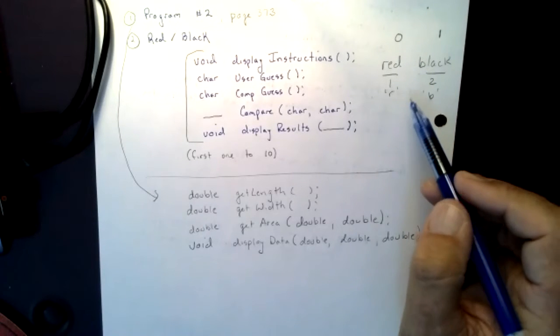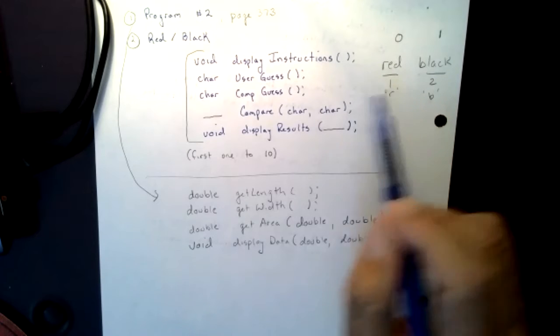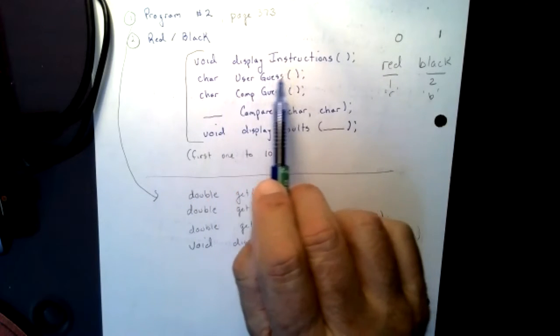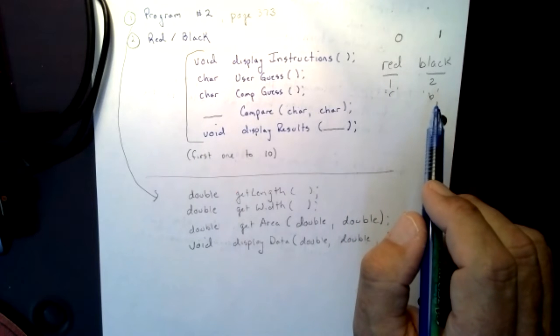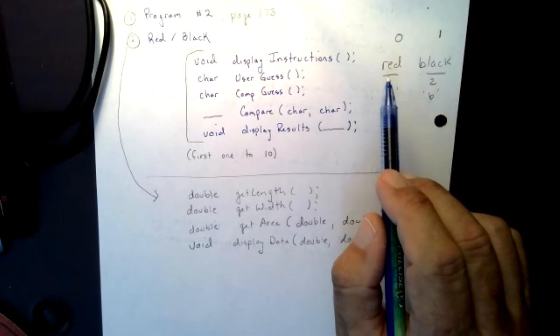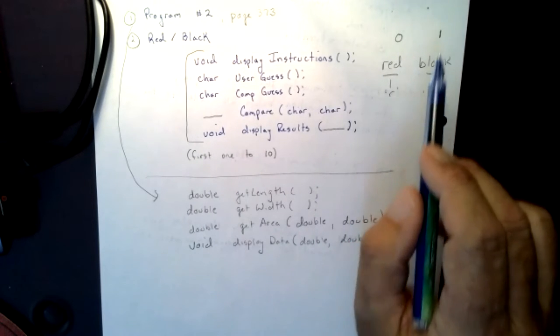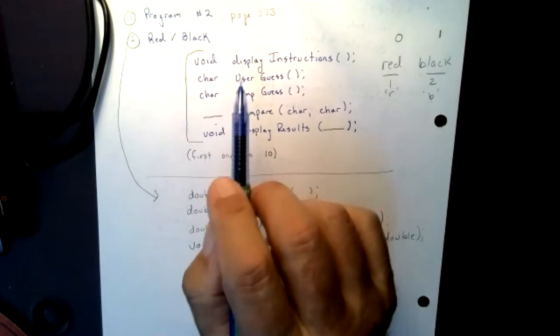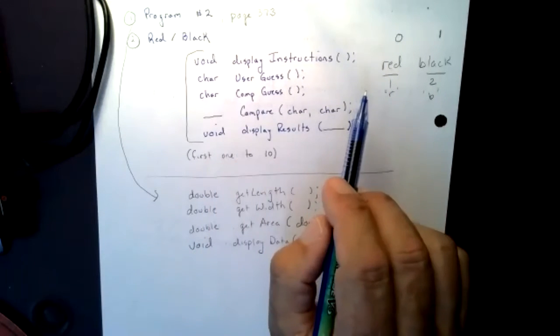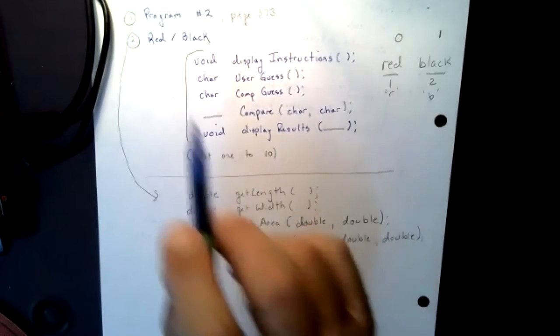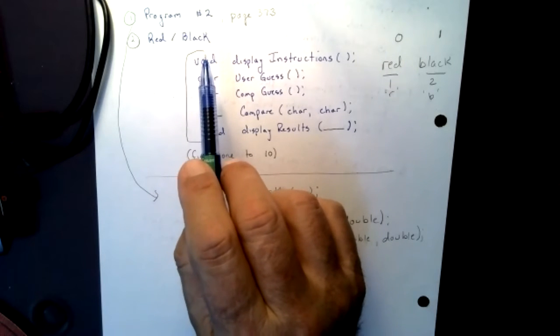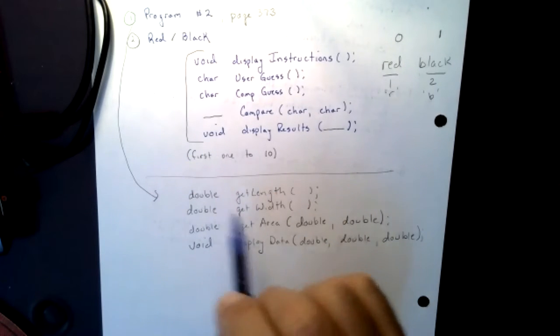Then I'm going to have the user enter. So down here, I'm going to have the user guess. Now, do you want them to guess R or B? Do you want them to use 0 for red, 1 for black? That would make it an easier check. But the game is, if you guess the same as the computer, you win. Otherwise, the computer wins. All right. So what do we got? This is the second program. Here's your first program.